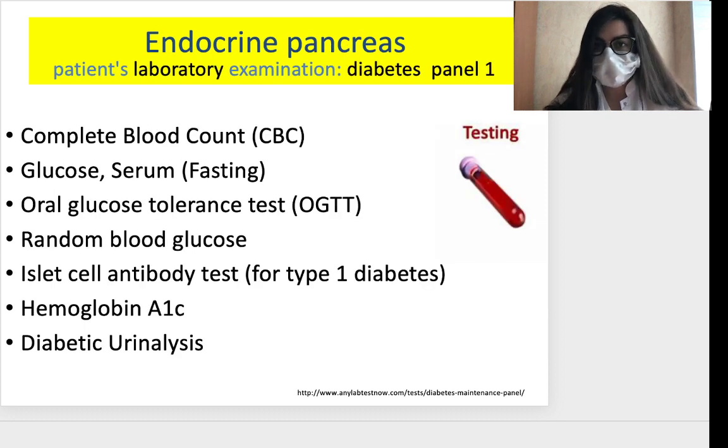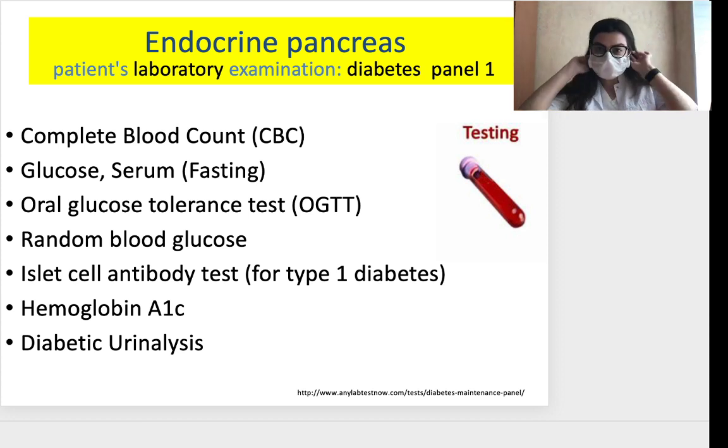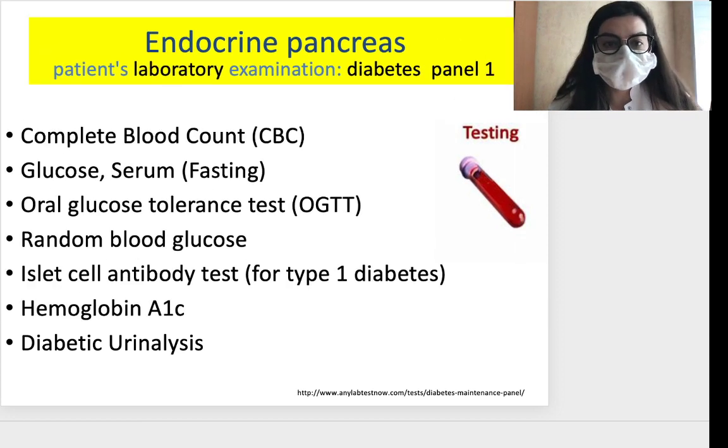And what tests should we do to check whether diabetes mellitus and its complications are present? First of all, as usual, in the first place, it is CBC, complete blood count. It is fasting glucose in serum, or morning glucose level before breakfast after 8 hours without a meal. It is the oral glucose tolerance test, the response of glycemia level to intake of 70 grams of glucose. It is a random blood glucose.